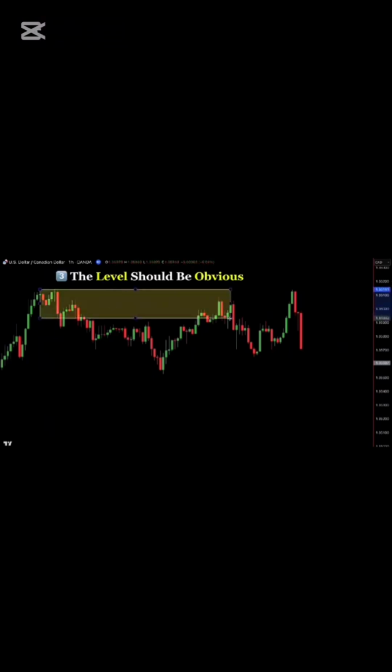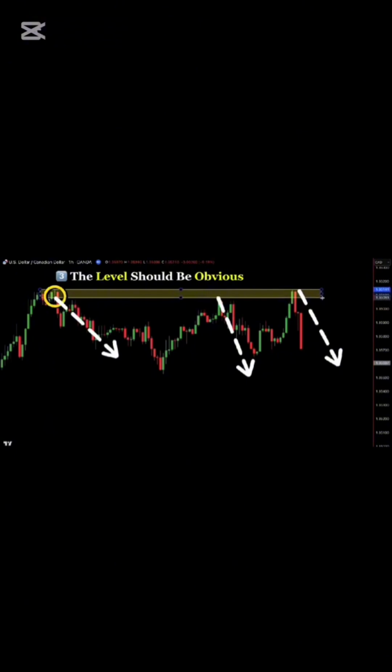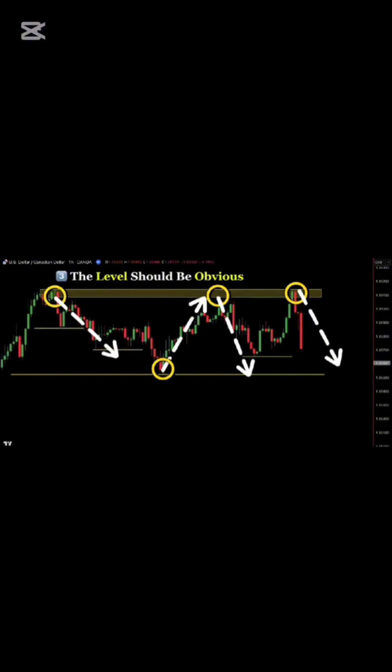Looking at the chart, notice how price has clearly reversed from this area multiple times. It's a well-defined resistance level. Similarly, at the bottom, price has bounced strongly, forming an obvious support level. In contrast, there are smaller, less noticeable levels that may still hold some significance, but they are mostly used for intraday trading. For now, the focus should be on the high-impact zones that the majority of traders are watching.